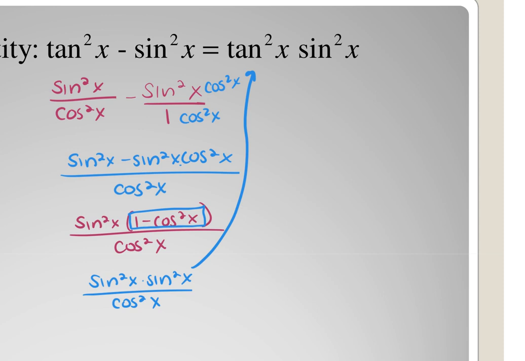How did you go from negative sine squared x times cosine squared x to 1 minus cosine? For this one, we took out sine squared. It's the greatest common factor. So by taking it out, we're dividing this by it and this by it. So this becomes 1, and these cancel. Does that make sense? But then you kept the sine squared x. Because we just took it out. We're not actually getting rid of it. We just factored it out.